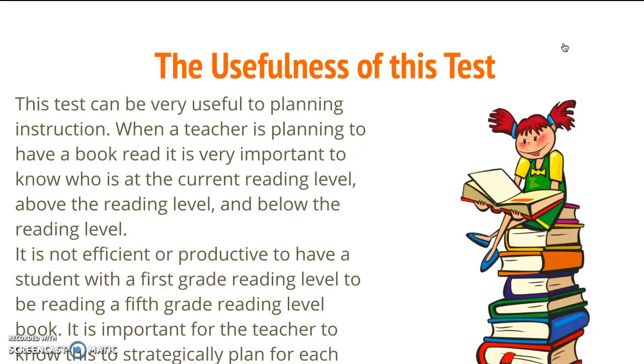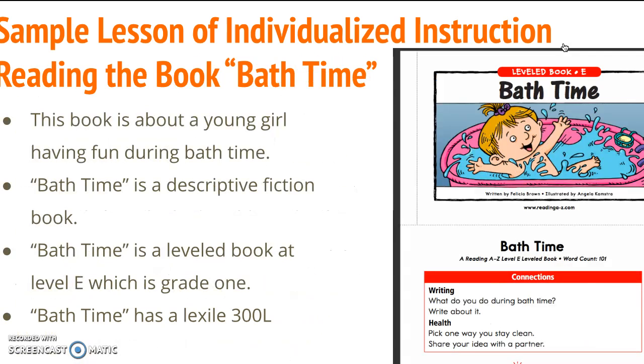When a teacher is planning to have a book read, it is very important to know who is at the current reading level, above the reading level, and below the reading level. It is not efficient or productive to have a student with a 1st grade reading level reading a 5th grade reading level book. It is important for the teacher to know this to strategically plan for each student individually.